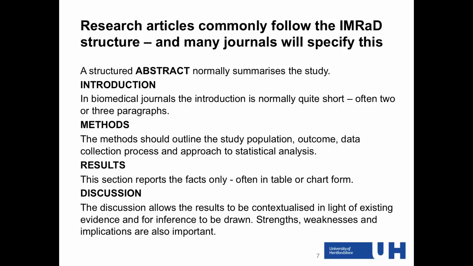The second section is the methods. And this outlines everything that you would need to be able to reproduce the scientific experiment yourself. It should at the very least specify the study population, the outcome of interest, or possibly outcomes, how you collected the data, and really importantly, how you analyse the data.